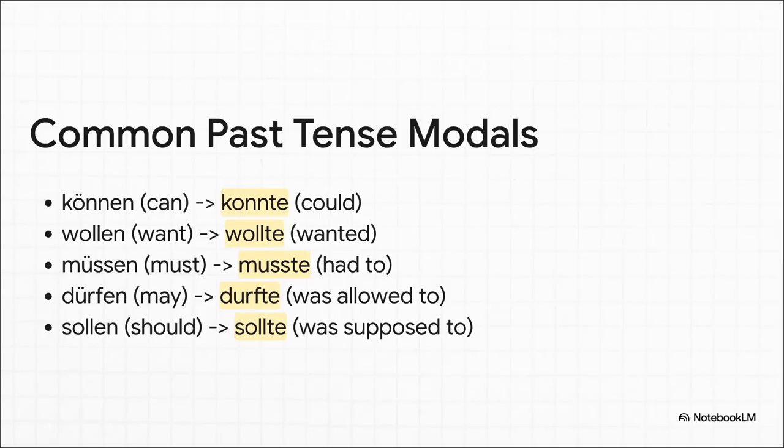So here are the big ones you'll run into. Can, können, becomes konnte. Want, wollen, becomes wollte. Must, müssen, becomes musste. Are you seeing the pattern? A lot of them just take their stem, tack on a te ending, and here's a key tip. If the original verb had an umlaut, like the ö in können, it just disappears in the past tense. So it's konnte, not könnte.